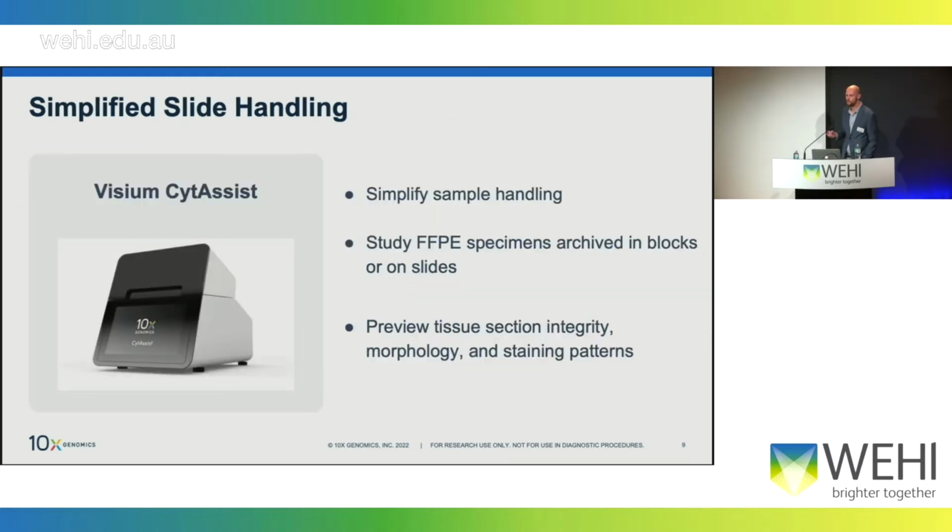Another development we've been working on is called the CytAssist instrument. In the current Xenium workflow, you section your tissue directly onto the Xenium slide. So that means you pretty much have to commit to the tissue section before you actually get time to go and analyze it under the microscope.